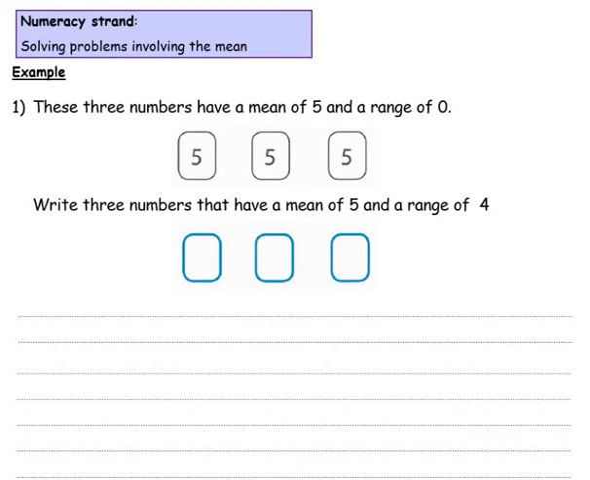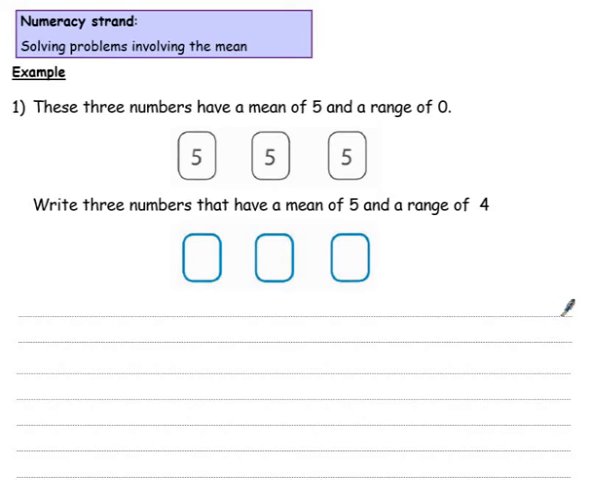So now we're going to look at the numeracy strand, solving problems involving the mean and other averages. So this first question says, these three numbers have a mean of 5 and a range of 0. Write three numbers that have a mean of 5 and a range of 4. So it's not as easy as copying these numbers because, as it says, those numbers have a range of 0, and we need ours to have a range of 4.